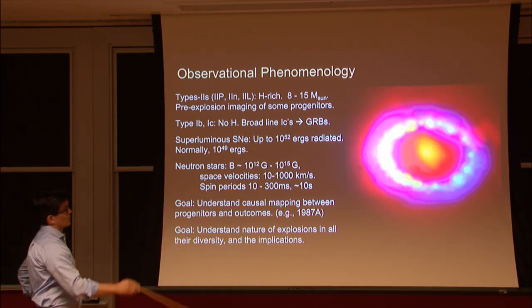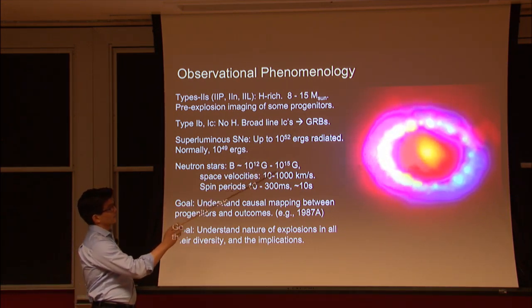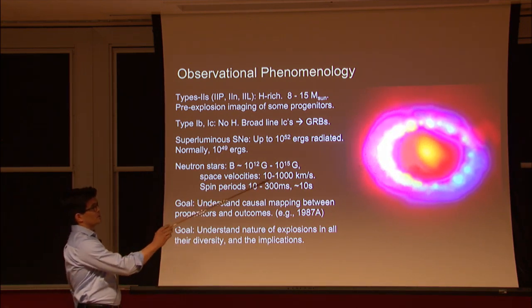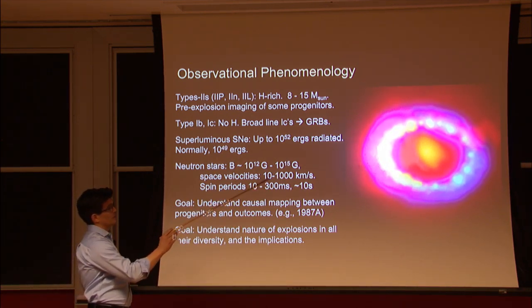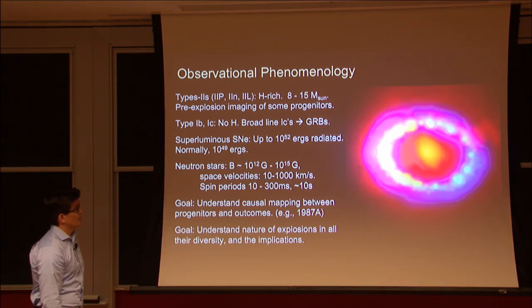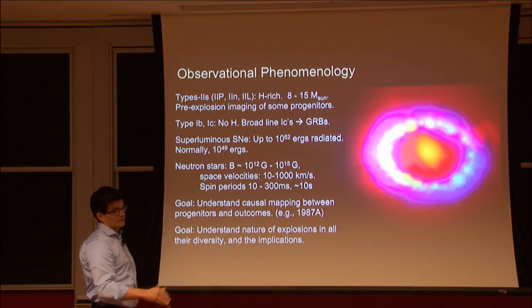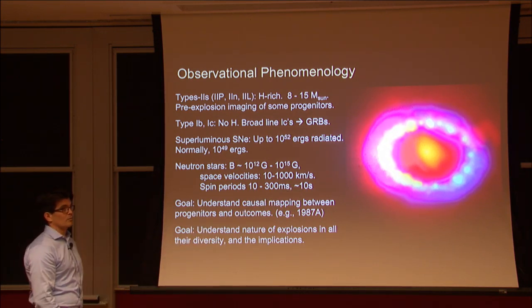There are neutron stars with a huge range of magnetic fields, from teragauss to 1,000 teragauss, with space velocities ranging from sort of normal star space velocities to thousands of kilometers per second, and spin periods ranging from 10 to 300 milliseconds. But in some cases, among the magnetars, the neutron stars with the largest magnetic fields, the slowest spin rates.